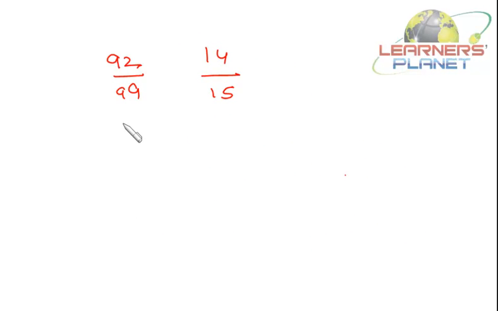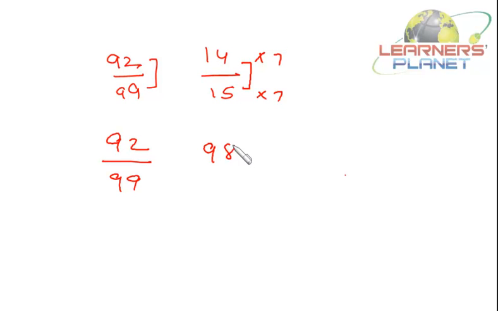Now I'm having the fractions 92 by 99 and 14 by 15. Let's make the comparison between these two. Between 92 and 99 there's a difference of 7. In this case the difference between numerator and denominator is 1. Okay, now I can make this difference 7 by multiplying the numerator and denominator by 7. So what will I be getting? Here it is 92 by 99. In this case 14 into 7 I'll be getting 98, and 15 into 7 I'll be getting 105.